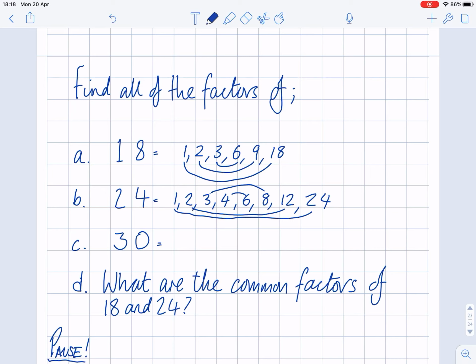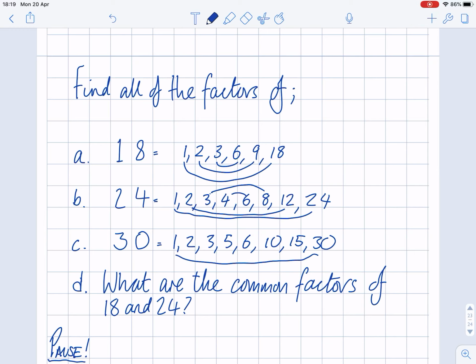30, quite a lot for 30 as well. 1, 2, 3, 5, 6, 10, 15. 15 is half of 30, so I can go straight there. I won't go through all the factor pairs, but you can see what I do. I draw a line from the outer two first and then work my way in.